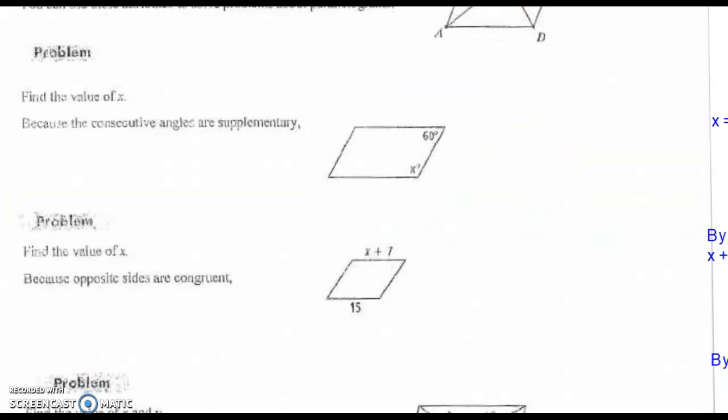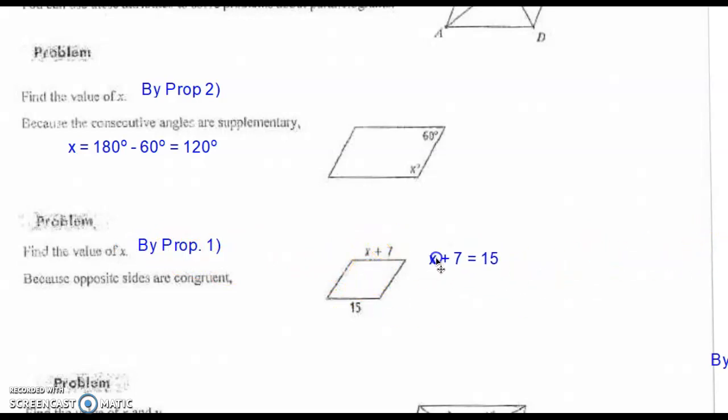So here we go. By property number 2, consecutive angles are supplementary. We know that x is going to be the supplement of 60. 180 minus 60 is 120. So that's what that x is. We go to our next problem, and by property number 1, opposite sides are congruent. We're going to set them equal to each other. And when we subtract 7, we're going to get an 8.